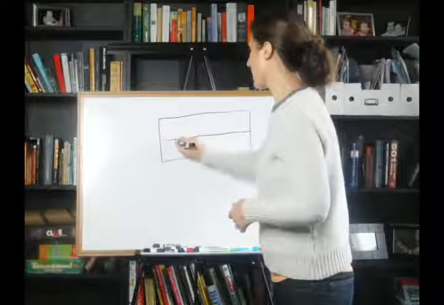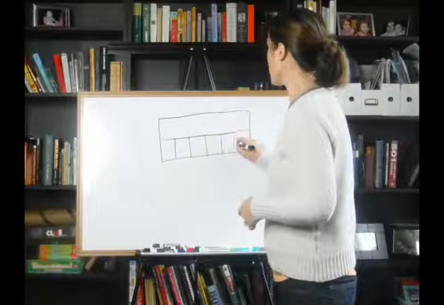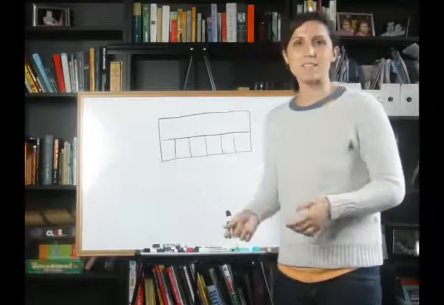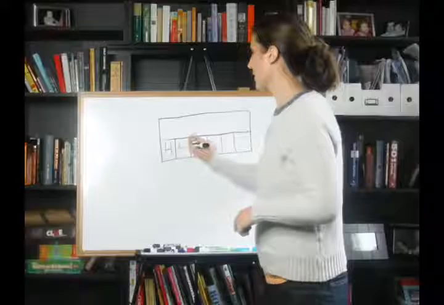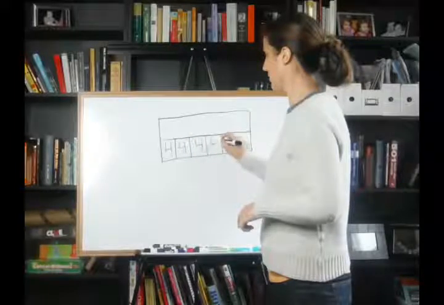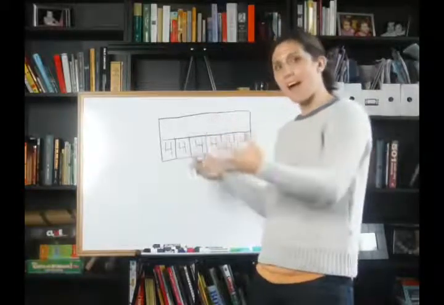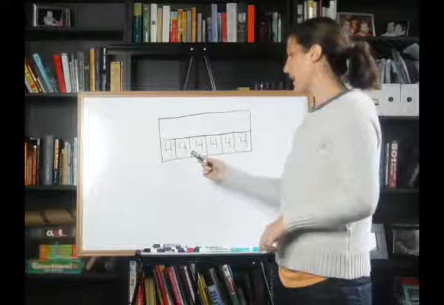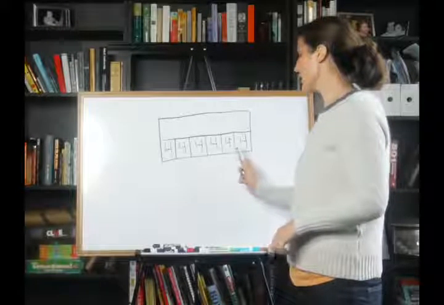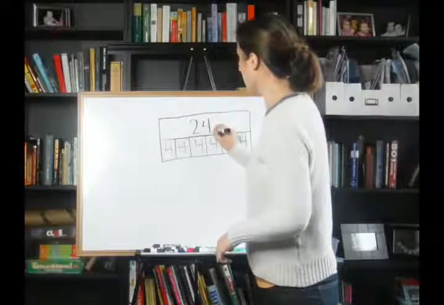So let's say I have 2, 3, 4, we'll say 6 fits. 6 boxes, and inside each box I'm going to put a 4. Now all I have to do is add up all of these 4s to get my whole. So 4, 8, 12, 16, 20, 24. So I know my whole is 24.